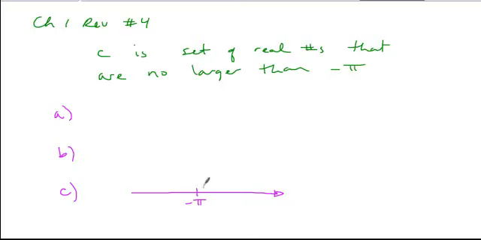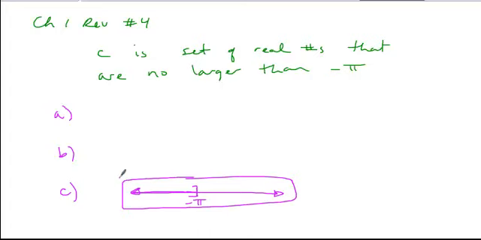And we want the set of values that are no larger than this. So are we going to go to the right or to the left from this critical point? No larger means we're going to the left. And can it include the negative pi? It's no larger than it, but it can be it, right? It just can't go past it. So we're going to have a square bracket pointing to the left. So this would be our graphical notation.